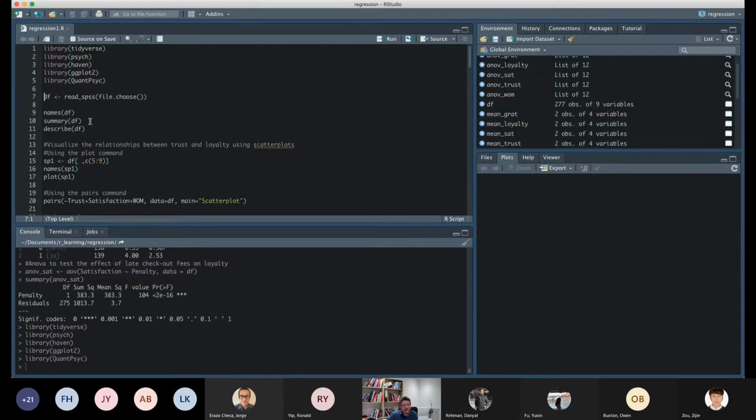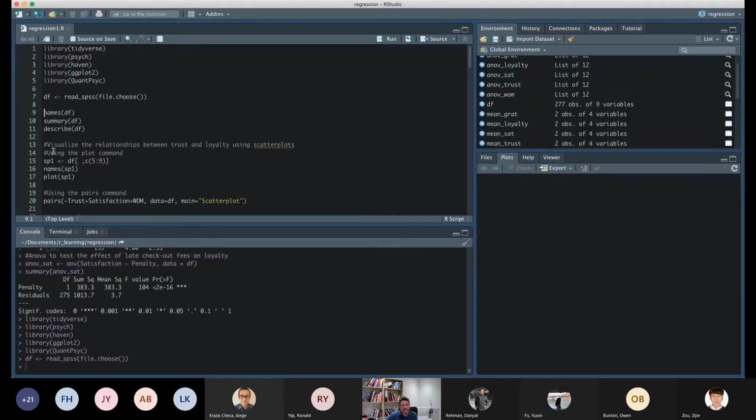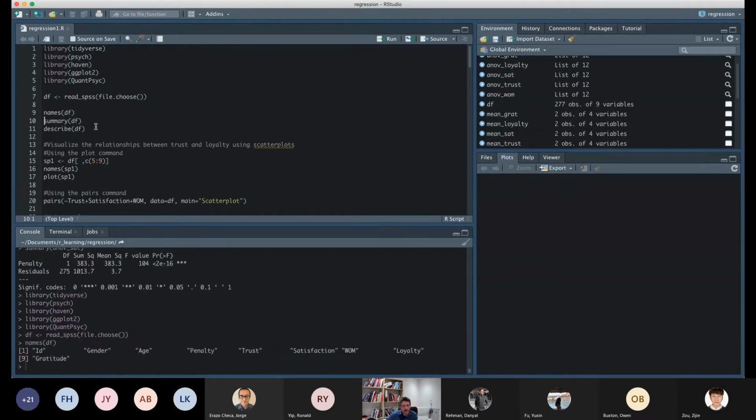let's have a look. So first, I load the data, the hotel data, and then we have a quick look. And you see the variables we're having in the data set. So we have an ID variable, gender and age from the customers, which we will ignore today. And then the penalty, that's the late checkout fee. So basically 0 means customer didn't have to pay penalty fee, and 1 means customers had to pay a late checkout fee. And then you see we have several relationship variables like trust, satisfaction, word of mouth, loyalty, and gratitude.